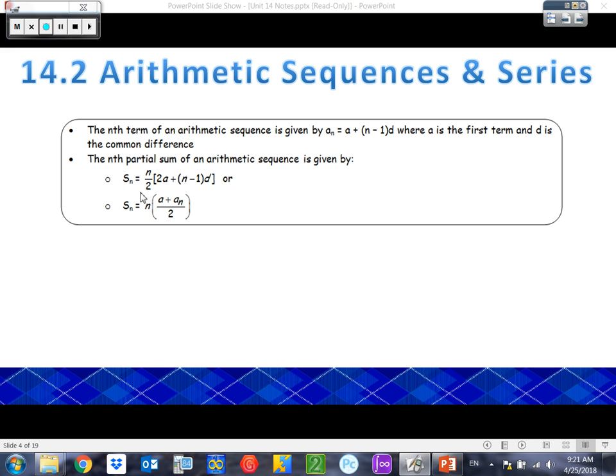So maybe it's not too bad to memorize since it has a formula embedded inside of it that you already need to know, the nth term formula. You just have a 2 times a instead of a regular a, and then it's multiplied by n over 2. All right, so that's some formula.